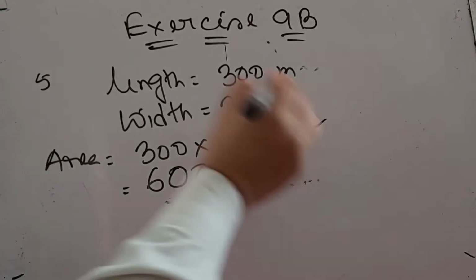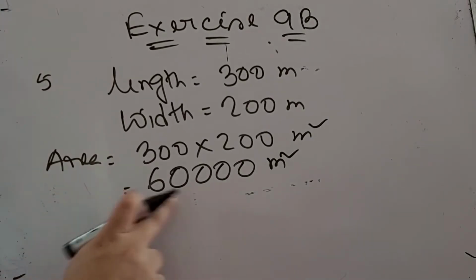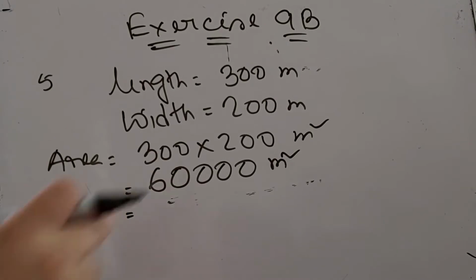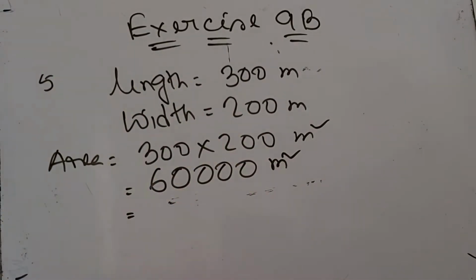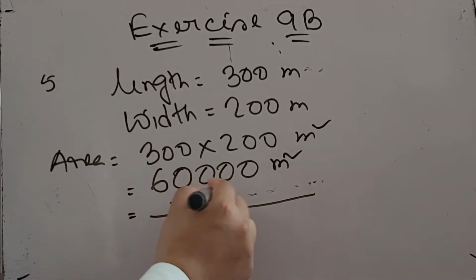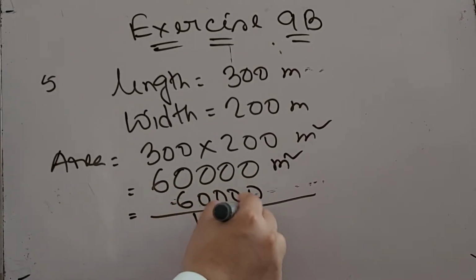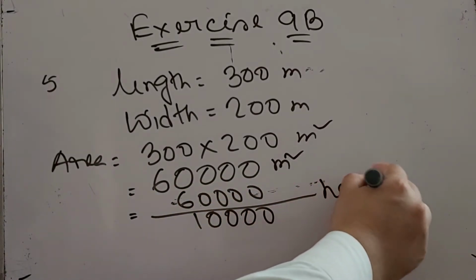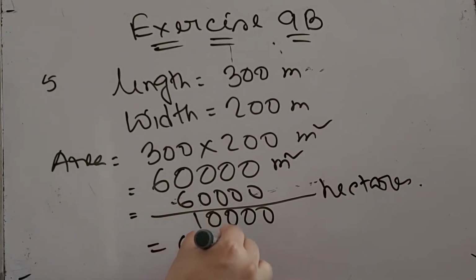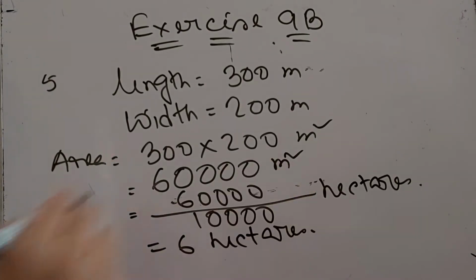300 times 200, that is 60,000 square meter. Then we have to convert these 60,000 square meter into hectare, and we already know that 1 hectare means 10,000 square meter. That means if we want to convert this meter square into hectares, we have to divide this value by 10,000. So 60,000 by 10,000 hectares will be the solution. Now if I do the division, then we'll get 6. So 6 hectares will be the answer of number 5.